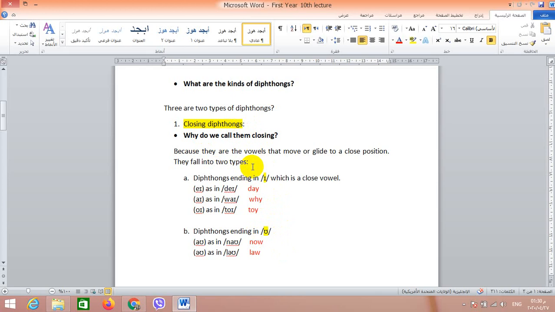So what are the closing diphthongs? The closing diphthongs that end in E are A, as in day, I, as in Y, and Oi, as in toy. So these are the three diphthongs that end in E. And you can see that the second part of the diphthong is E vowel.